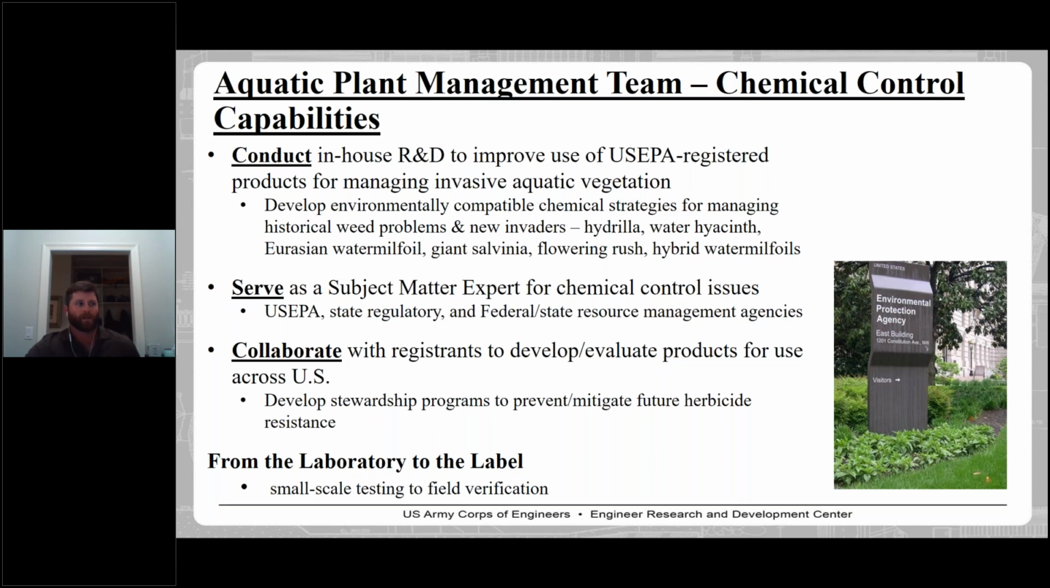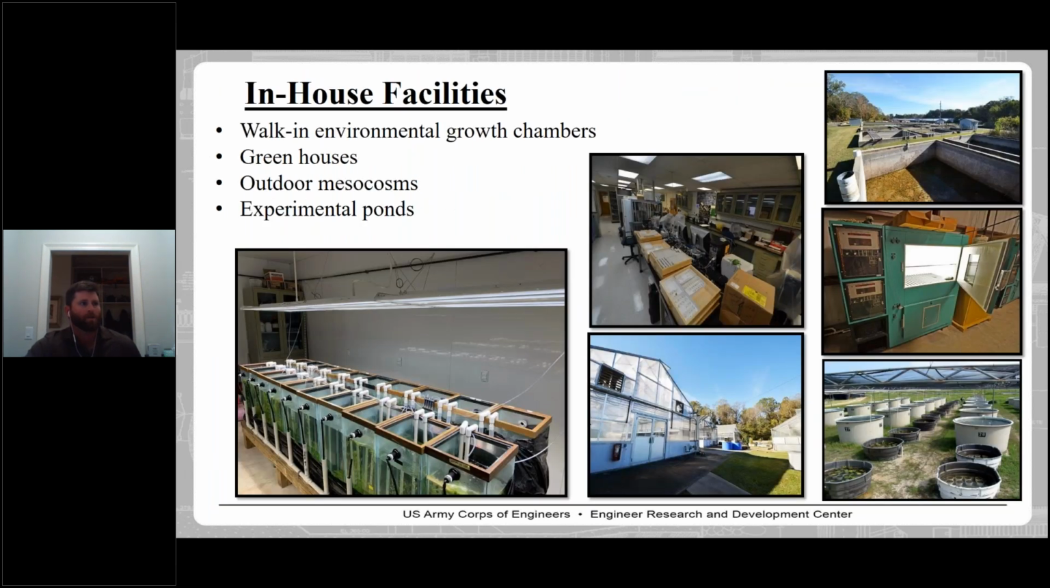We also serve as subject matter experts on chemical control issues for resource management agencies and collaborate with registrants to develop and evaluate products for use across the U.S. Typically, we follow a from the laboratory to the label approach that begins with small-scale testing, followed by field verification for developing aquatic plant management protocols and management plans. Just some examples of our in-house facilities we utilize for small-scale testing. These include environmental growth chambers, greenhouses, outdoor mesocosms, and outdoor experimental ponds, where we collect this baseline data.